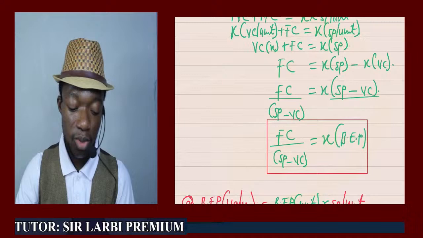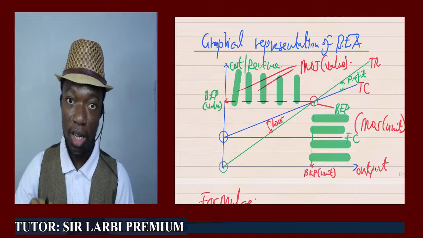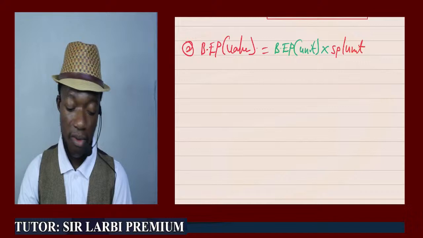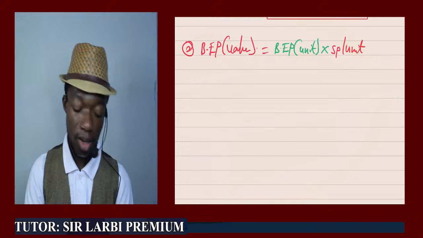From there, we can also build up with respect to our margin of safety, in terms of unit and in terms of value, and we add a few other formulas, then we are off. Then we look out for the multiple one, then we are good to go. Okay, so let's go to formula three.